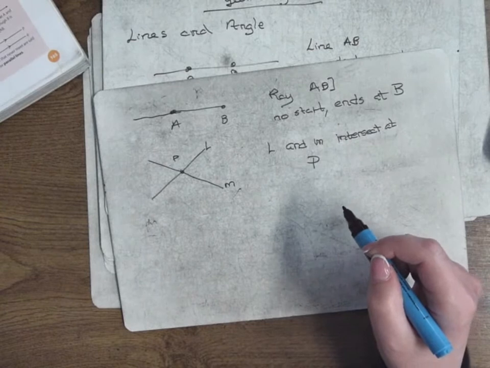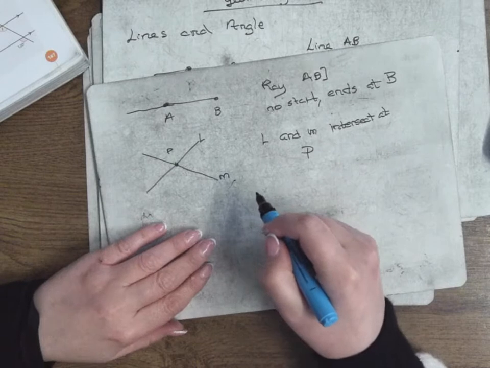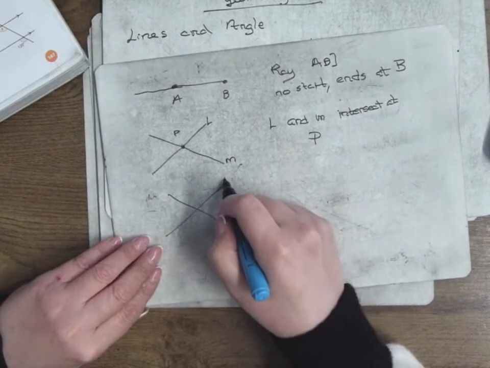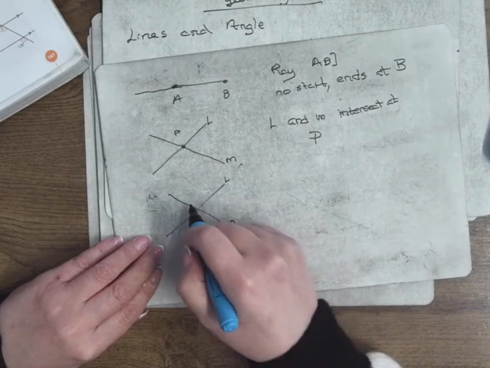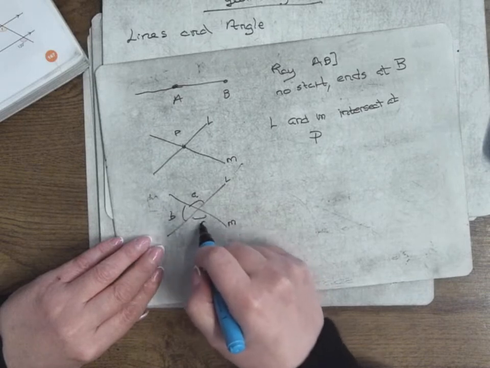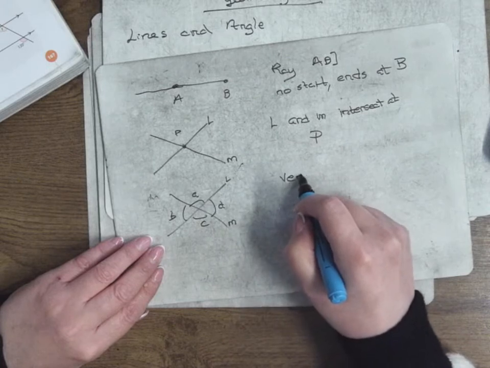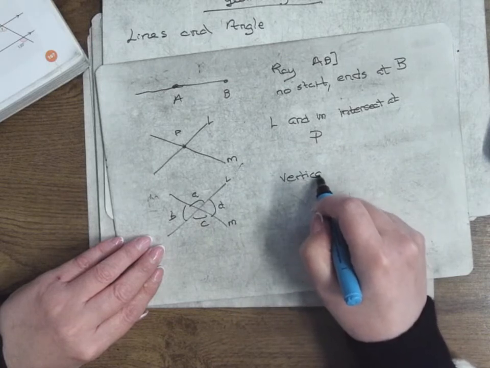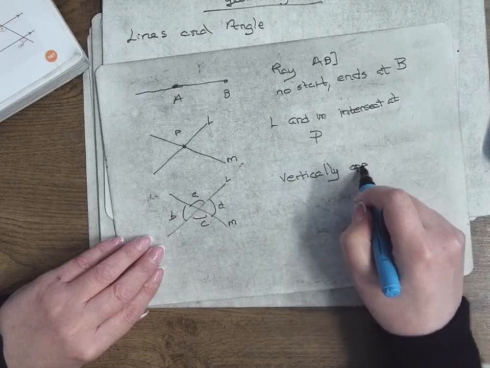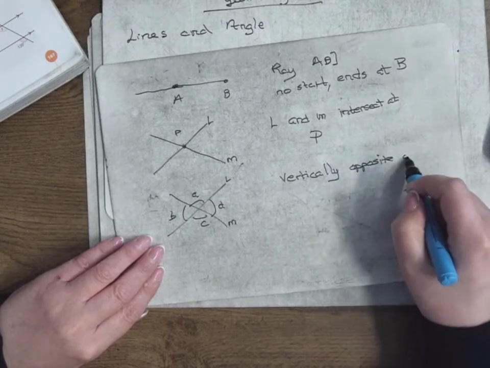And when you have two lines that intersect like this, you see the way they made 4 angles there? So I'm going to call the angles A, B, C, and D. And I'm going to say vertically opposite angles are equal. What does that mean? You've heard this before? Anyone?